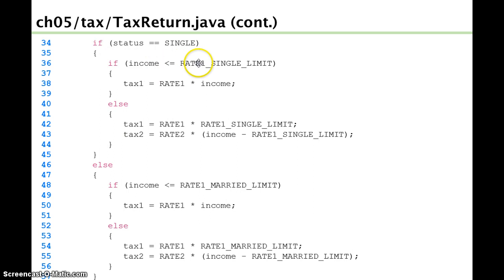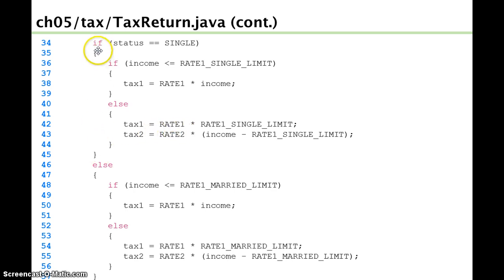If the income that they're making is less than or equal to the single limit, which is $32,000, then their tax amount is the rate, that 10% times their income. Otherwise, their income is greater than $32,000, so their tax1 amount is the rate, which is that 10% times the single limit, which is $32,000, plus the tax2, which is the rate2, 25% times any income over $32,000. So if they made $33,000, this would be $1,000. Anything over $32,000, they have to pay 25% on that.